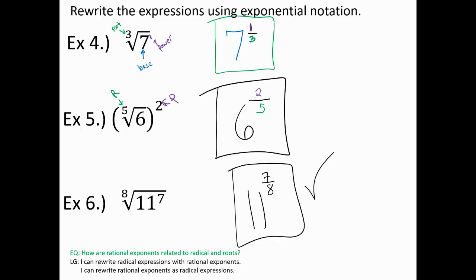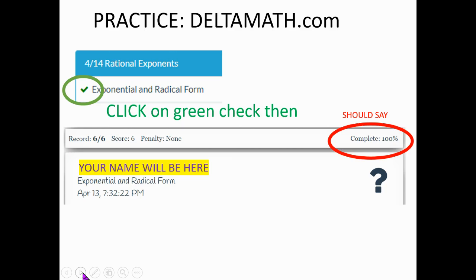If you got it, give yourself a pat on the back. Yay! All right. Here's what I need you to do now. I was told this is only going to take you 5 minutes. So hopefully go to deltamath.com. Find the assignment that says 414 rational exponents. Be sure that when you're completed, you click on that green check. Once you have that green check, you will see this screen that has your name and the title, exponential and radical form, and it will tell me you did it 100% complete. Okay, and then that's what you're going to screenshot and upload to Google Classroom.